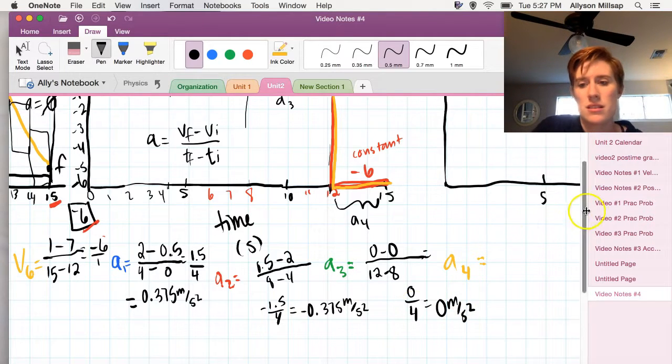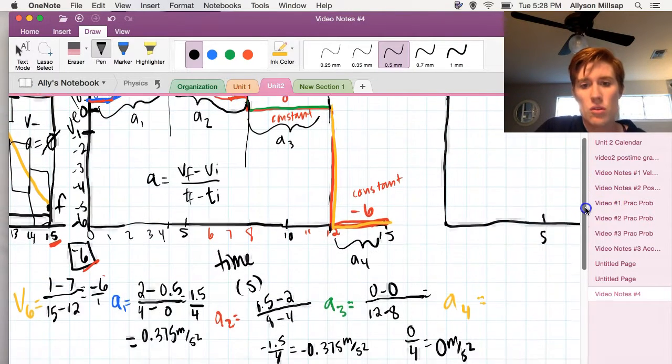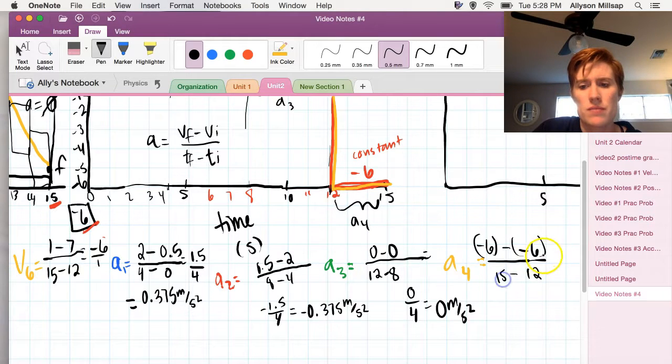Why does it make sense to have 0 acceleration right here? Well, because it's constant. Remember, if speed is constant, our acceleration is 0. So down here, our speed is also constant, right? It's at -6, so we should assume our acceleration is going to be 0. But let's double check. Our initial speed is -6, and our final speed is -6. Our initial time is 12. Our final time is 15. That becomes 0 divided by 3, which is just 0 meters per second squared.